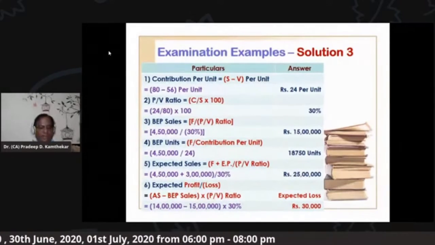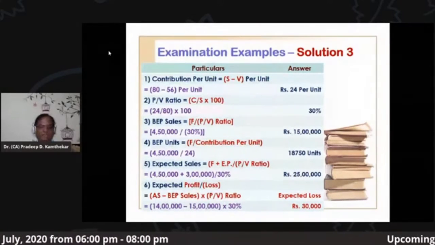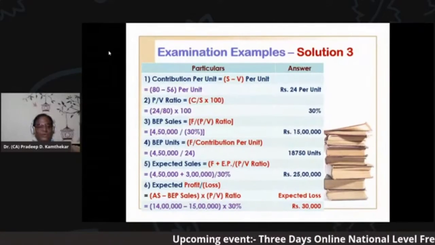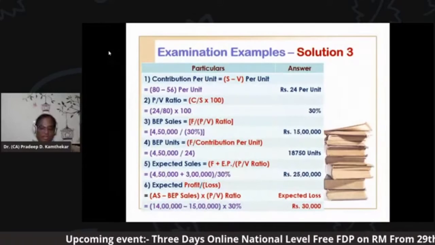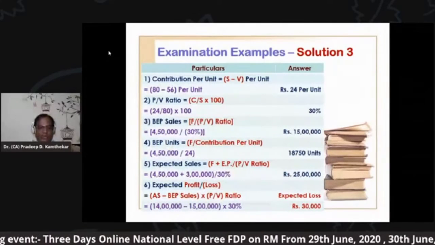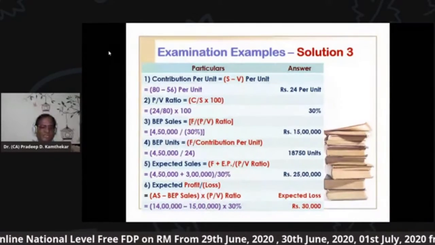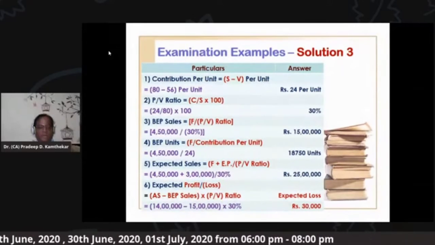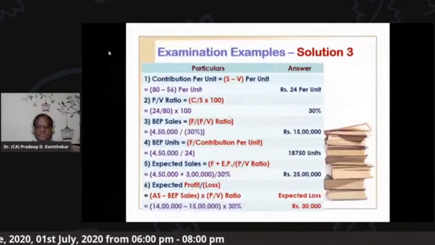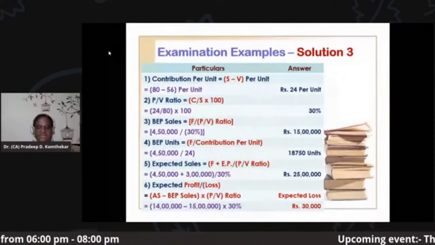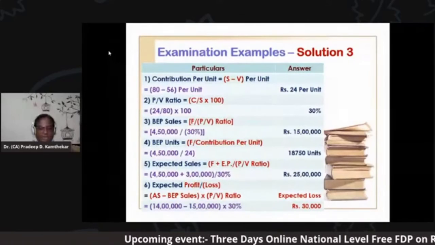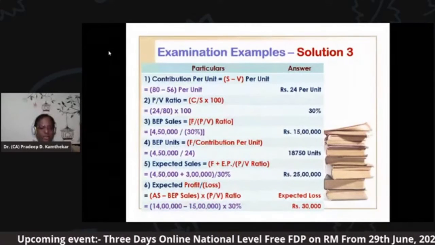Break-even point sales formula: fixed cost 4 lakh 50,000 divided by PV ratio 30%, that is 15 lakh rupees break-even point sales, where total cost is equal to total sales. There is no profit, no loss. Break-even point in units: fixed cost 4 lakh 50,000 divided by 24 rupees contribution per unit. So it is 18,750 units which the business has to manufacture and sell at the rate of rupees 80, where it will have no profit and no loss.